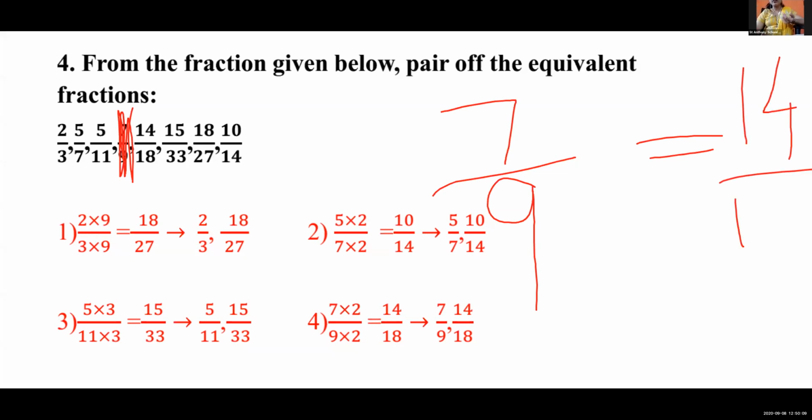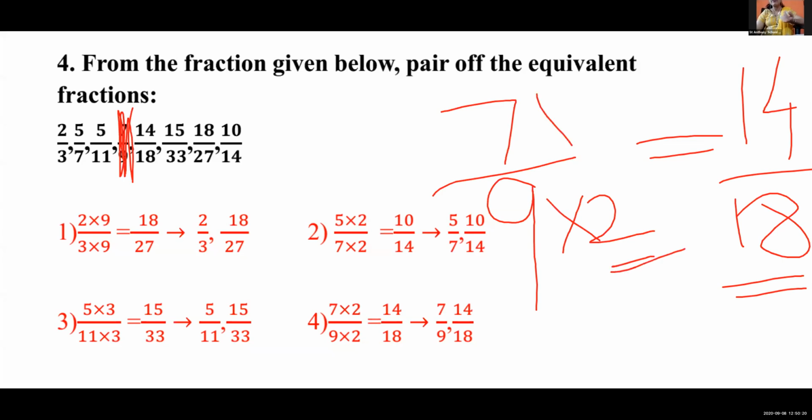14 upon 18. 9 2s are 18. If we multiply 9 by 2, we are getting 18. But the same number we will use in the numerator also. 7 2s are 14. So 14 upon 18 is the equivalent fraction for 7 upon 9. What equivalent fraction did we get for 7 upon 9? 14 upon 18. Understood?